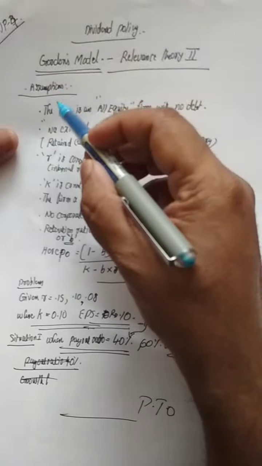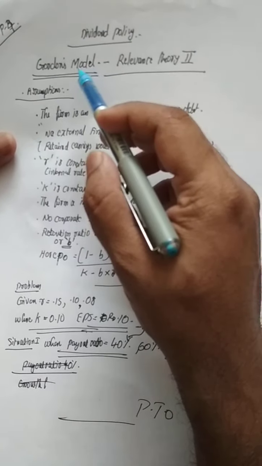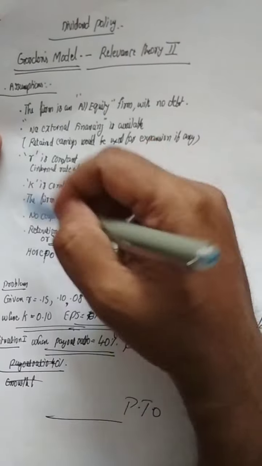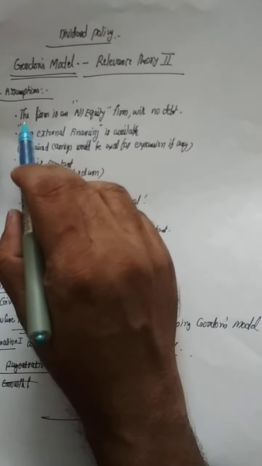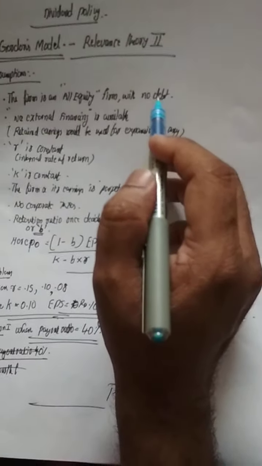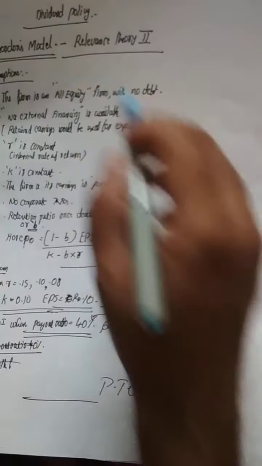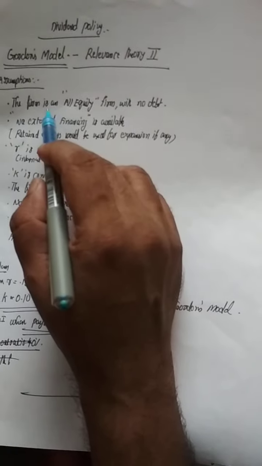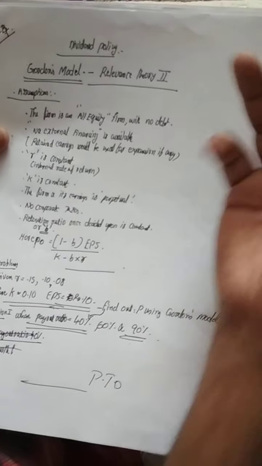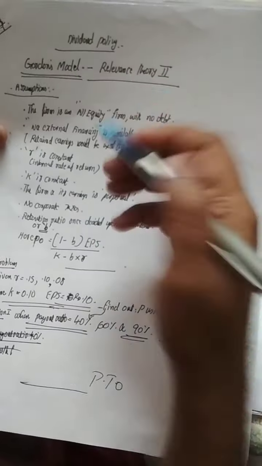So let us check what are the assumptions underlying Gordon's model. Gordon's model has a lot of assumptions like James Walter's model. First assumption is that the firm is an all equity firm with no debt. It's a very important assumption. The companies following Gordon's model will usually be firms which are all equity. That means there is no debt, no long-term borrowings made by the company. So entire financing is done through what? Equity. That is one of the assumptions.